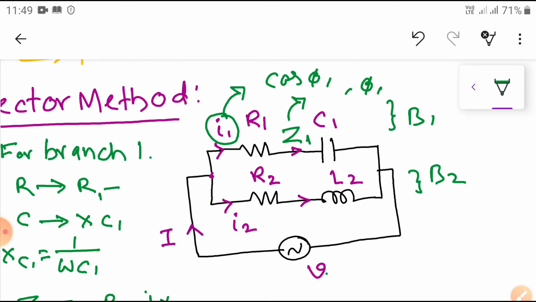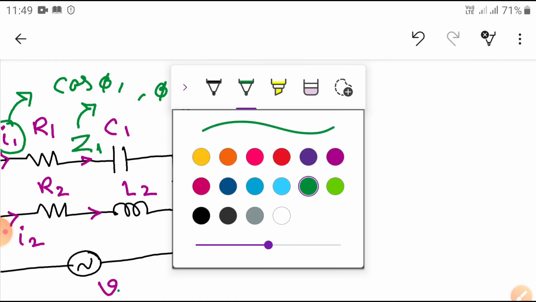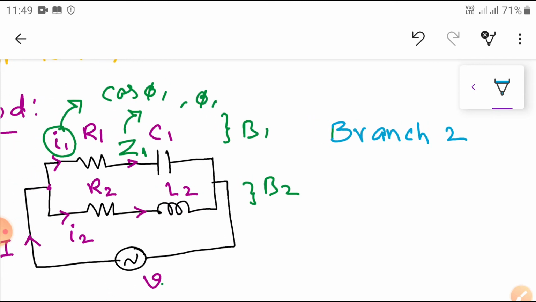Okay. Now coming to branch 2. What is branch 2? Here R2. Okay, so we will take another color here. What does branch 2 contain? One resistance and inductance. So branch 2 has a resistance and inductance connected. This is R2, this is XL2.